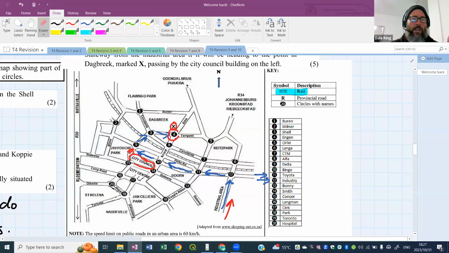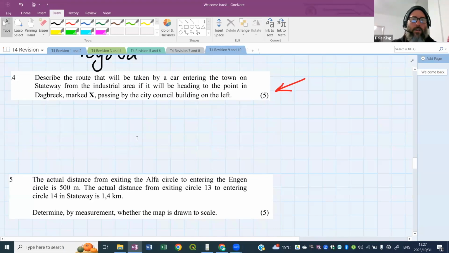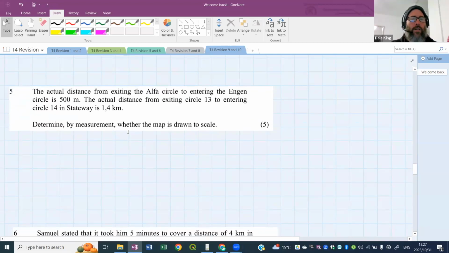We've got to get some calculations done here, guys. I'm sure your pens and calculators are getting cold there. Let's have a look. I'm not even going to write this paragraph down. Here we go. Number 5. Finally, we get to the calculation. The actual distance from exiting the, you see how they use the word exit here? The actual distance from exiting the Alpha circle to entering the Engine circle is 500 meters. The actual distance from exiting circle 13 to entering circle 14 in Stateway is 1.4 kilometers. Determine by measurement whether the map is drawn to scale.